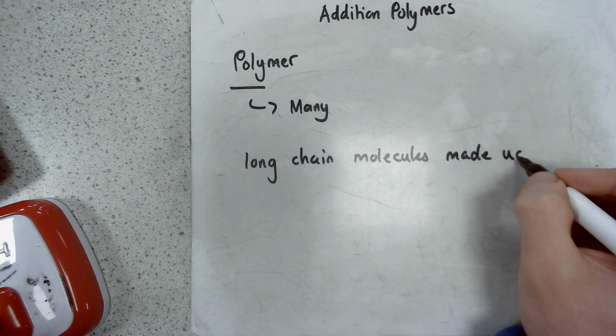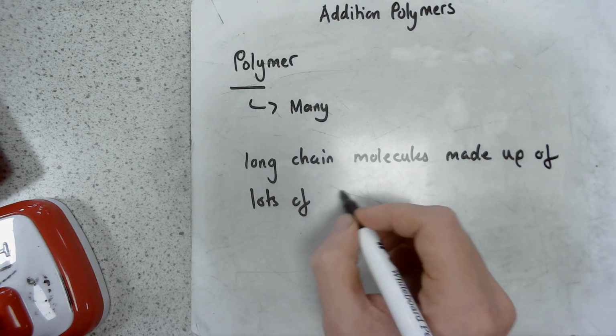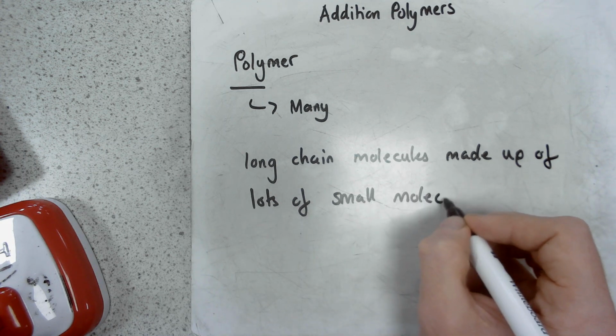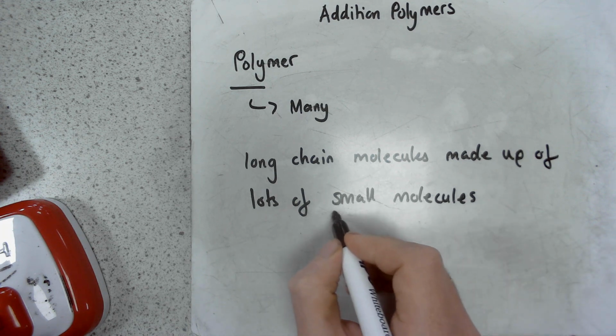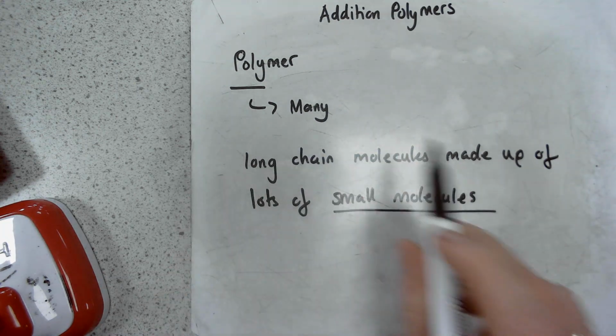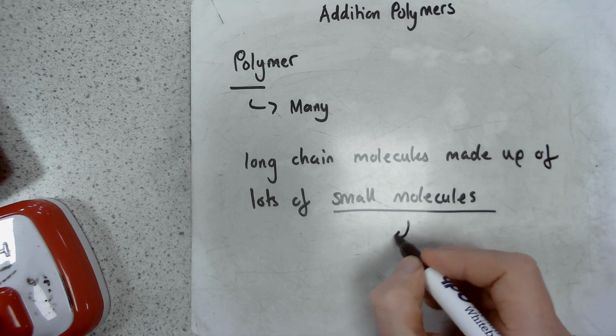made up of lots of small molecules. Now the important bit here is these small molecules, because they have a name as well. So the whole long chain thing is called a polymer, but these small molecules also have a name.